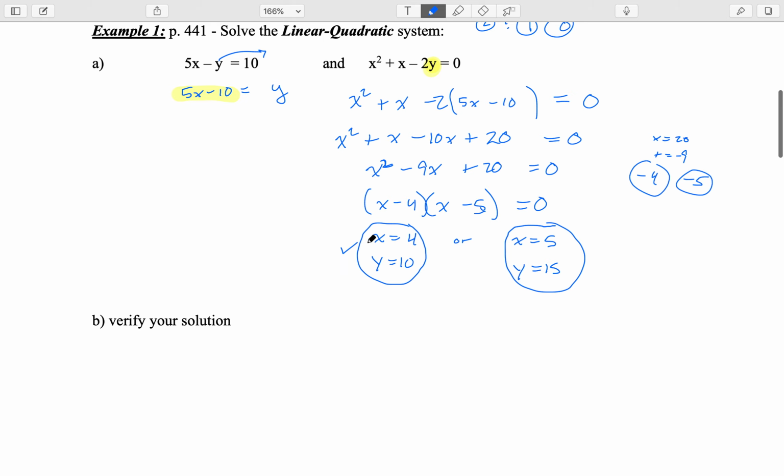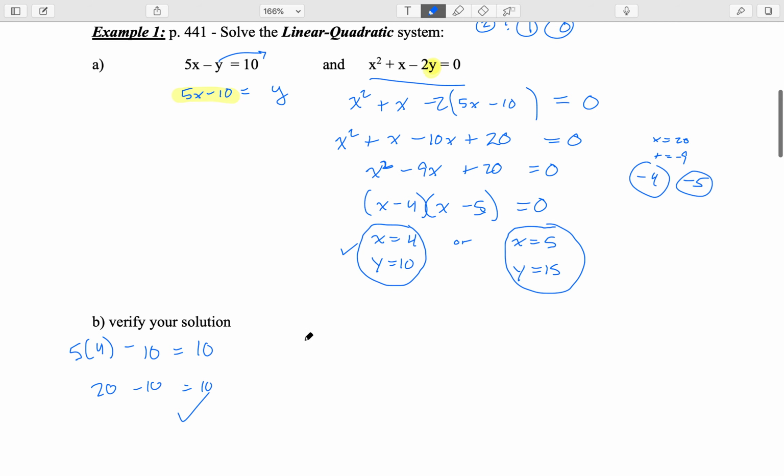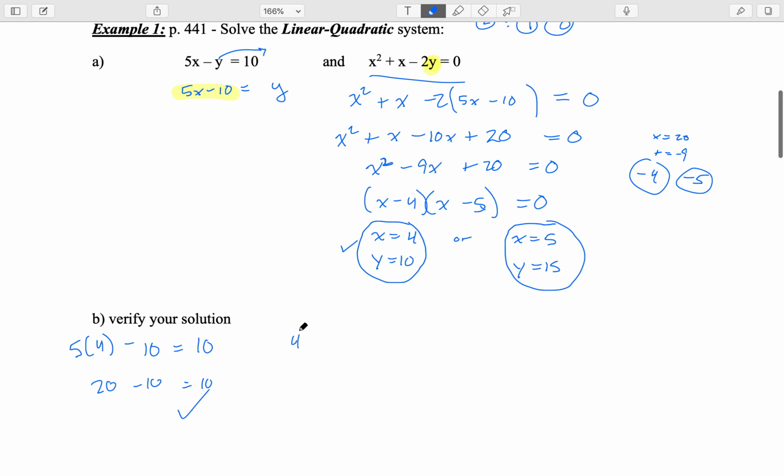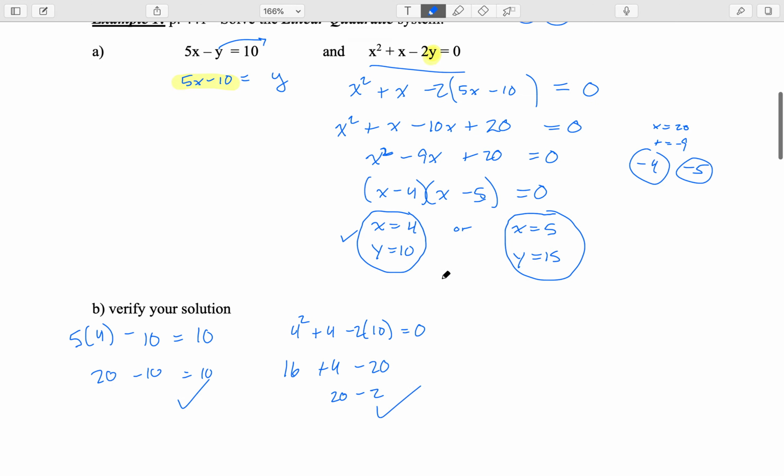I'll just do this first one. So 5x minus y, so 5 times x minus y, which is 10, is equal to 10. So 20 minus 10 is equal to 10. Yeah, that works. Now let's plug it into the other one, right? x squared, so 4 squared, plus 4 minus 2y, and y was 10. Is that equal to 0? Well, let's see. We got 16 plus 4 minus 20. That's 20 minus 20. Yep, it works. It works in both of them.